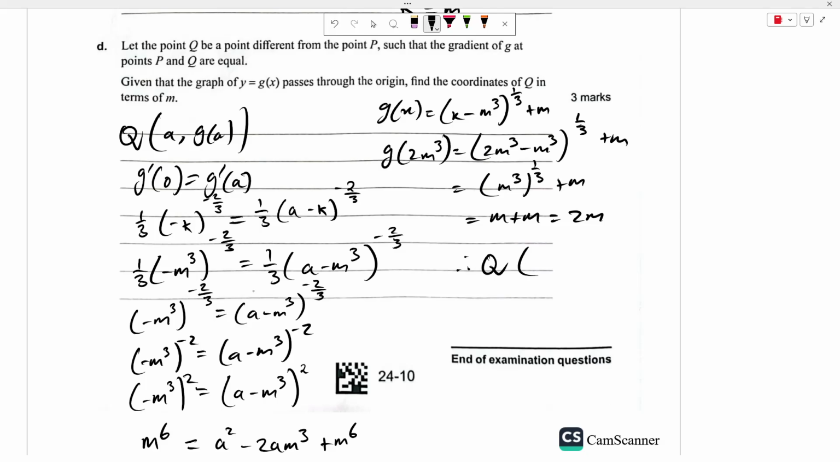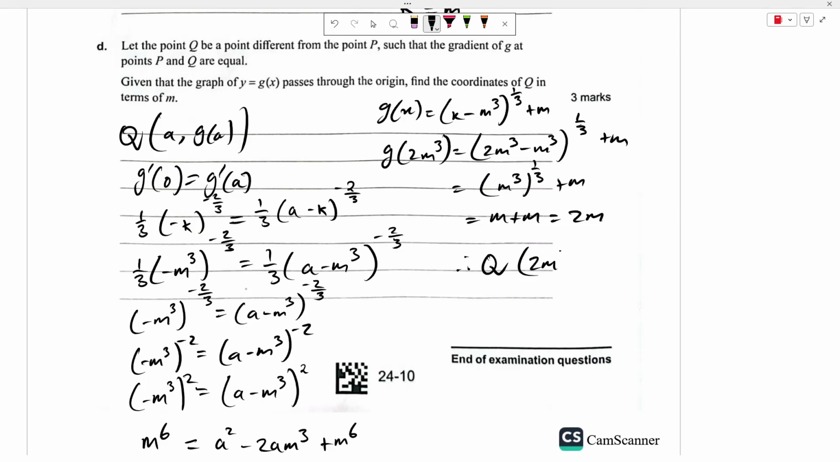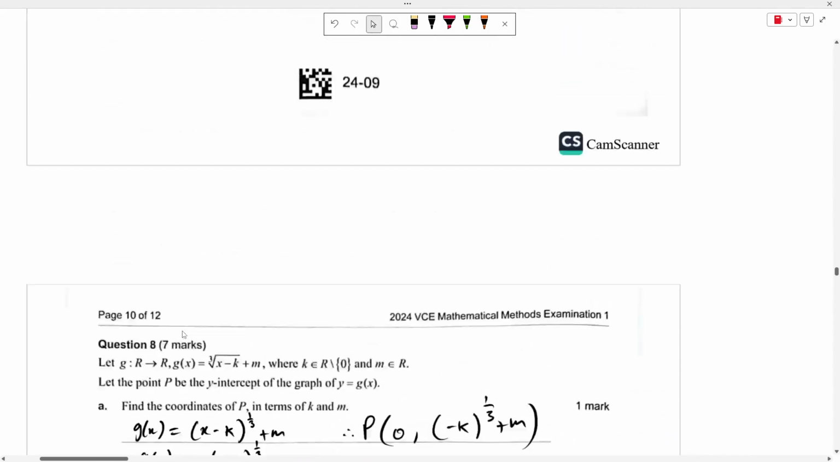So therefore Q is going to have x coordinate of 2m cubed and a y coordinate of 2m. So there we go. That's going to be the entire exam.